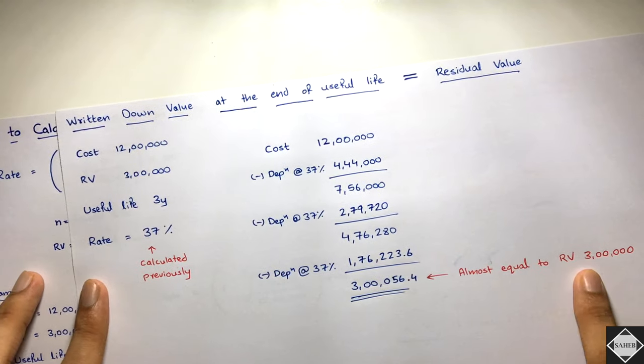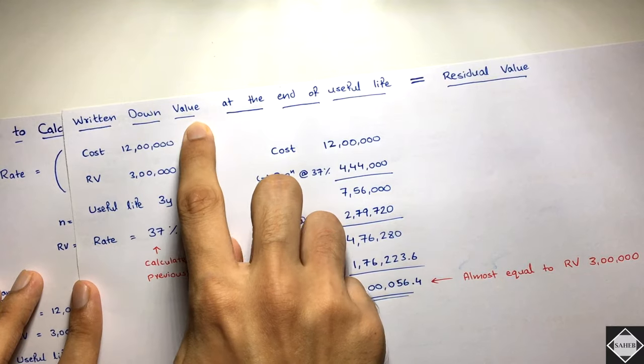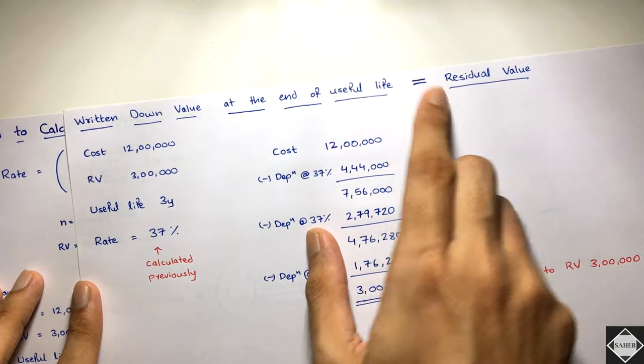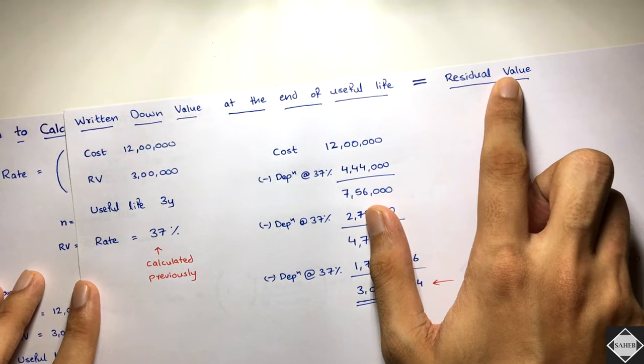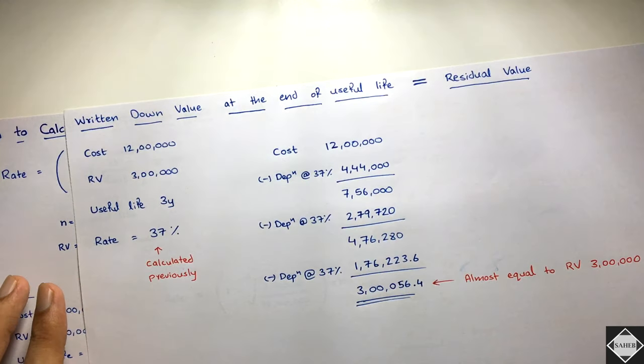Okay, so that's the thing. Always remember this. And this is the case in the straight line method also. Written down value at the end of useful life is equal to residual value. Is that correct? Theoretically, this will always happen, but practically it might differ.